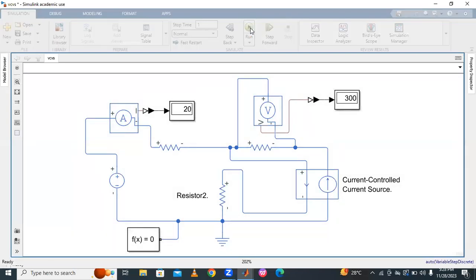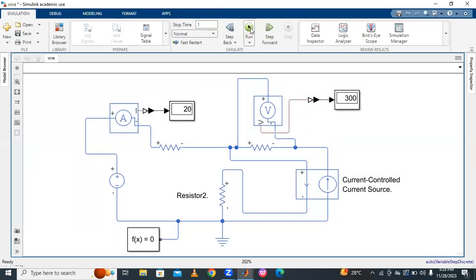This is the current controlled current source. Here the current is 20 amps, which can be measured using this current sensor. The voltage across this resistor is 300 volts. So in this way we measure the voltage and current using Simscape in a current controlled current source.